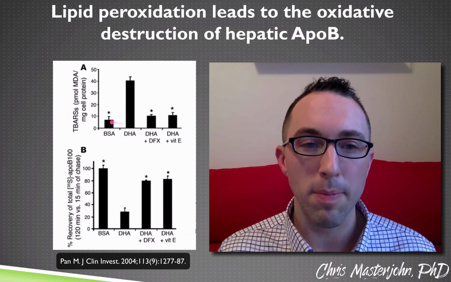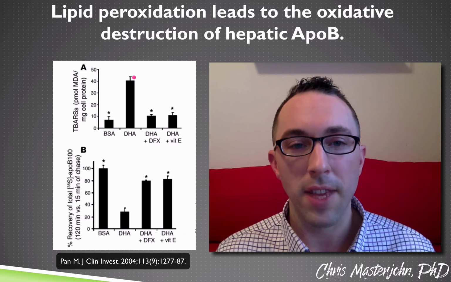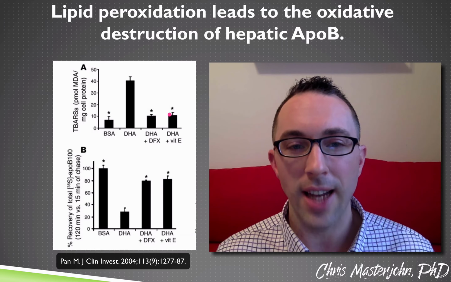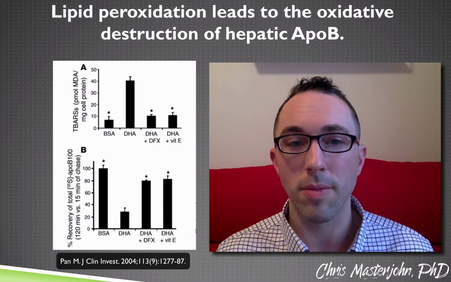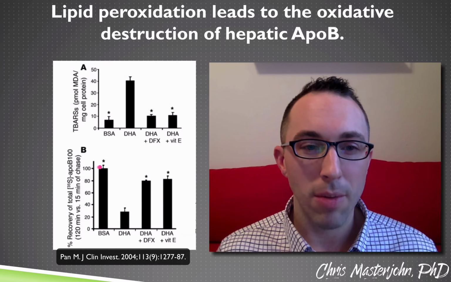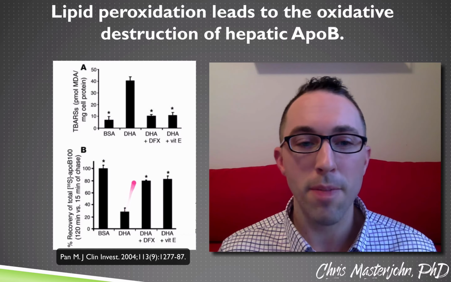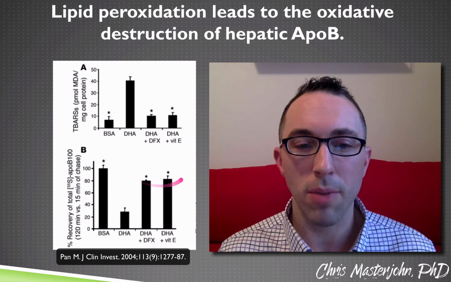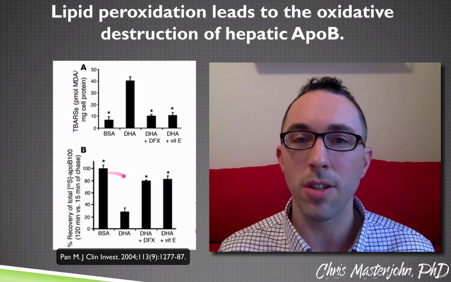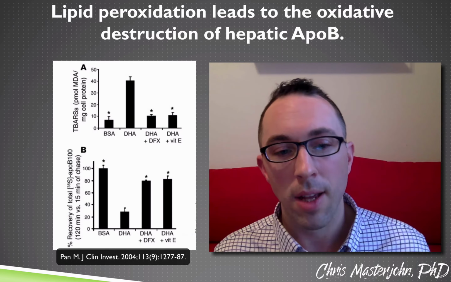And you can see for lipid peroxidation, it went through the roof with DHA, but if they chelated the iron or if they added vitamin E, it returned to normal. When you look at ApoB secretion rates, they were dramatically decreased by DHA, and either method of antioxidant protection brought them back up, almost back to normal. So what exactly is going on here?